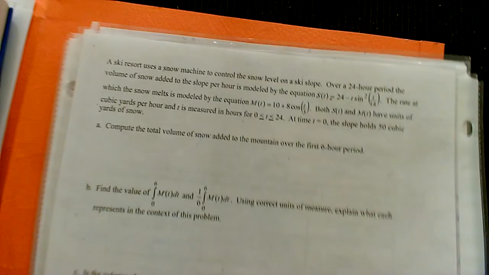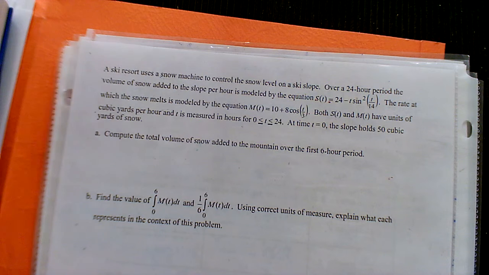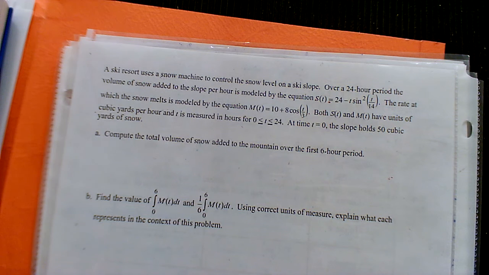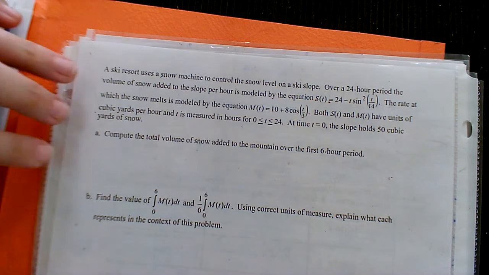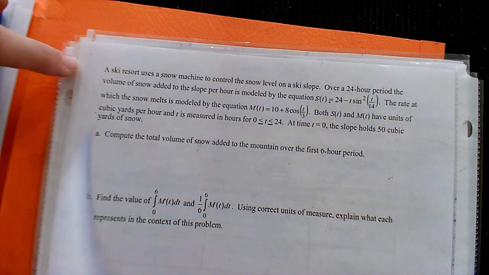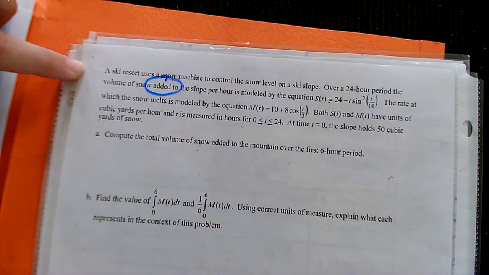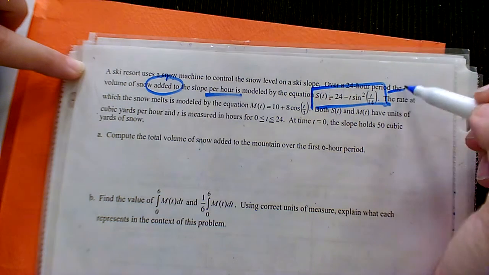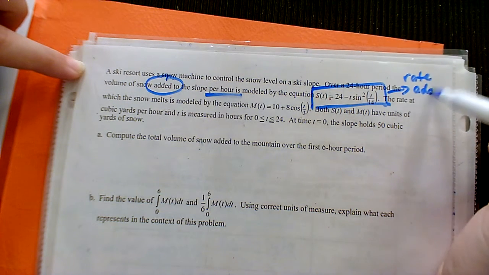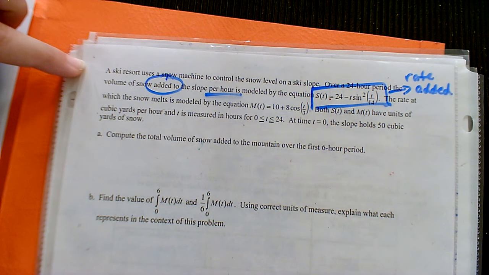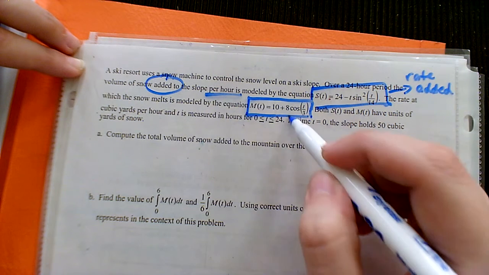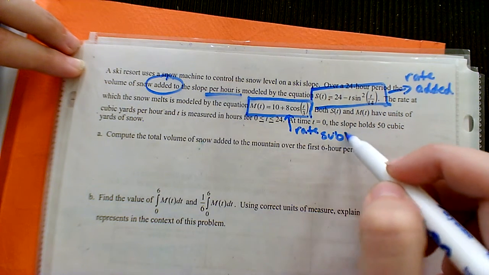Let's go ahead and see how this average value might pertain to kind of a word problem or a free response type question that we've been looking at. So very similar to some of the other ones we were trying to figure out. This is a ski resort that uses a snow machine to control the level or amount of snow on the slopes. And over a 24-hour period, the volume of the snow added to the slope, okay, per hour, notice how that would be a rate, right? Snow per hour is given by this function. So maybe we'll label this as rate added. The rate at which the snow melts is given by this function. All right, so rate subtracted.